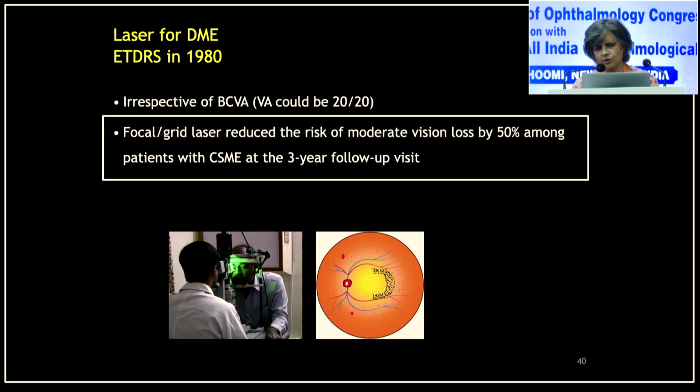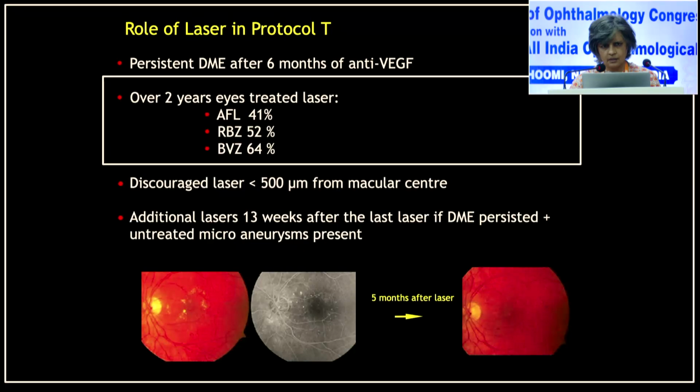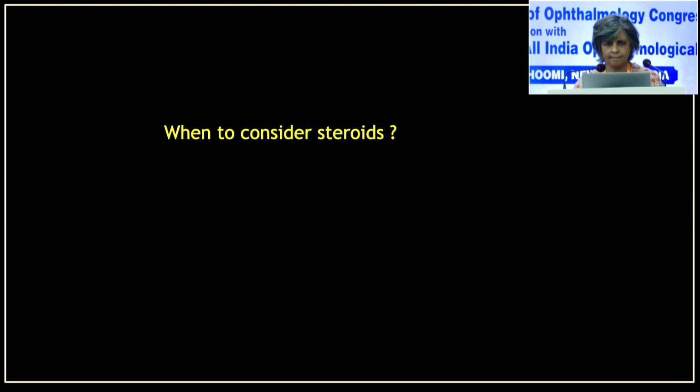Laser is recommended for eyes with persistent cystoid diabetic macular edema, and it improves the long-term outcome, which may be required in up to 40 to 60% of the patients following injections because they continue to have persistent macular edema. To do a laser, we need an angiography, which should be separated from an injection by at least 3 days because they may interact, the fluorescein and the intravitreal injection. And once the macular thickening has reduced, about 4 weeks later, laser is done.